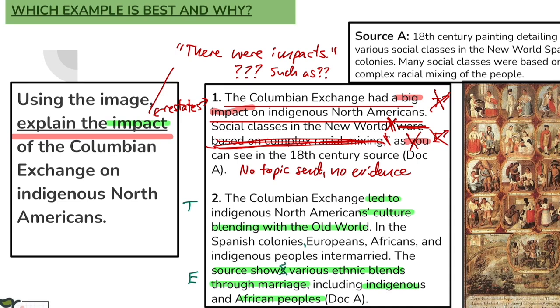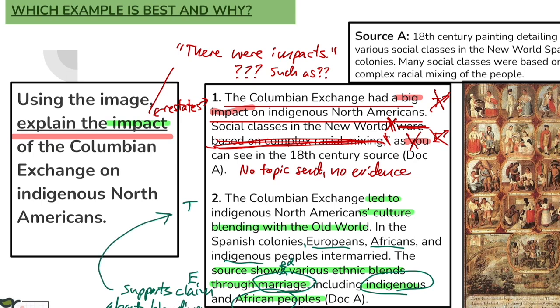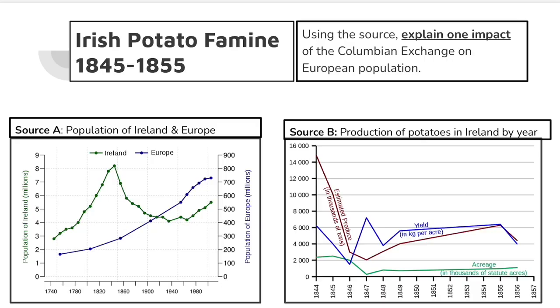The source, this image, shows various racial blends, okay, ethnic blends through marriage, including of these particular races. So European plus indigenous plus African. That backs up the claim of one effect was blending because it shows the blending of the racial heritages. So it summarizes the main idea. Here is a hierarchy with 3 different races depicted. And then it answers the question of this was an impact. It was a cultural or social blending with the old world. Remember, copying the document is not the same as using the document. So do not quote.